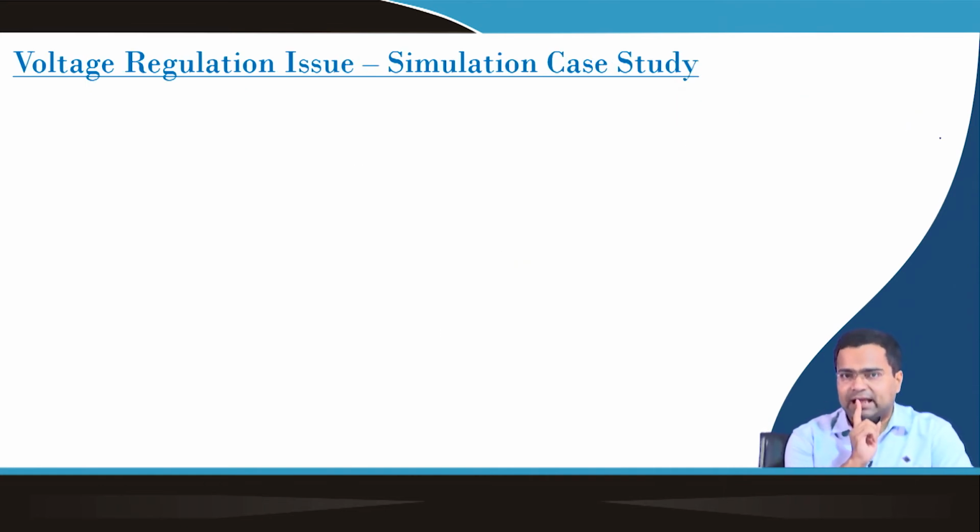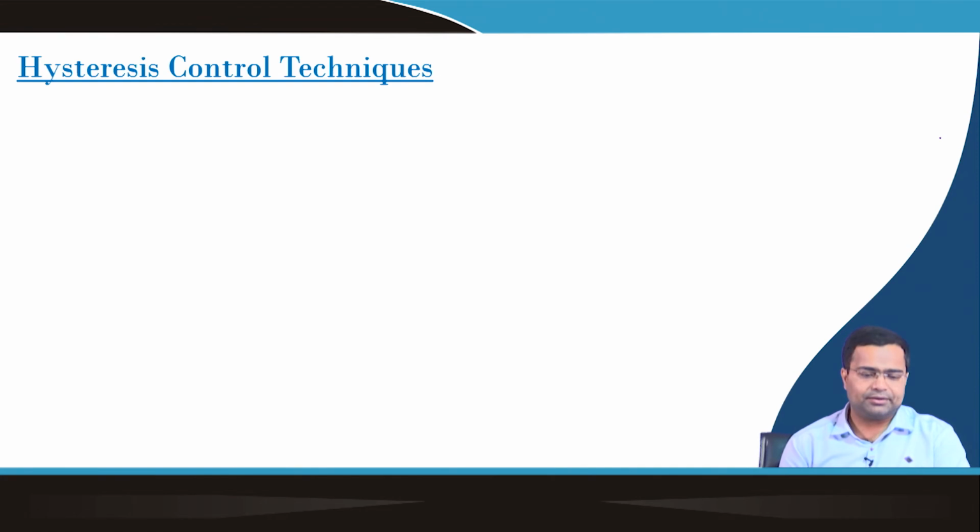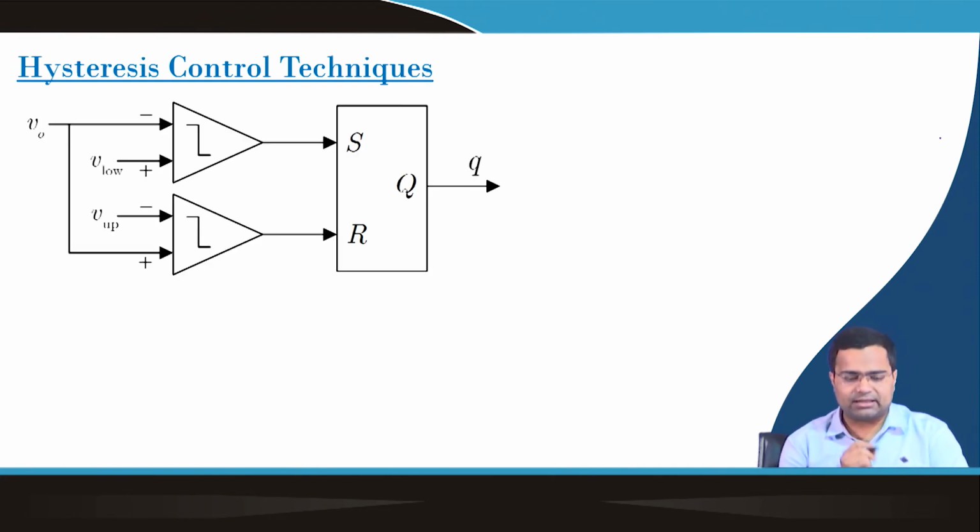Earlier in constant on time, it was a minimum off time that you had to introduce. In constant off time, you have to introduce a minimum on time. Okay. Now, hysteresis control, another thing.